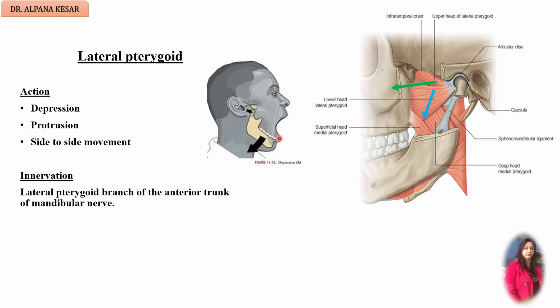The action of lateral pterygoid muscle is to depress the mandible to open the mouth, which is brought about by its lower head. The upper head helps in protrusion of mandible. The muscle also helps in bringing about side-to-side movements of the jaw. The innervation of lateral pterygoid muscle is by the lateral pterygoid branch of the anterior trunk of mandibular nerve.